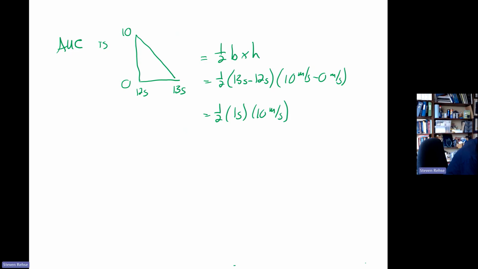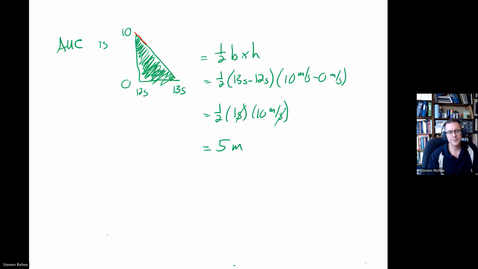Units cancel. Feel free to make that sound with your voice when you do the crossing out. I always do. And this is going to be equal to 5 meters. And 5 meters is the total displacement of that object from 12 seconds to 13 seconds. It is the shaded area under the curve. Kind of looks like that. On the other curve, the red line was something like this. So the area under the curve is going to be the displacement of a velocity versus time graph.